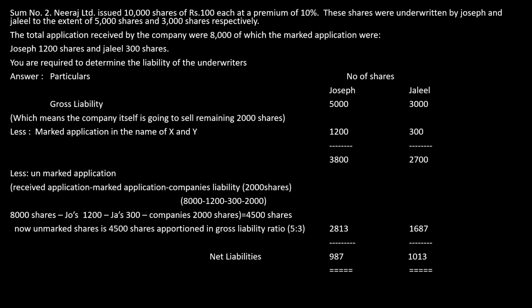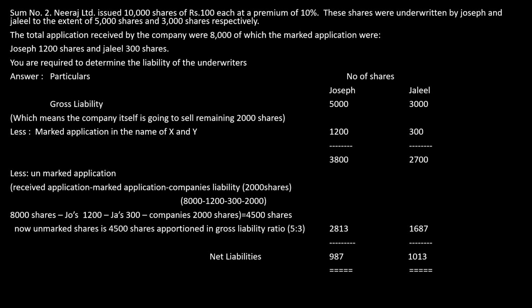So let us find what the gross liability is again. Joseph's gross liability is 5,000 and Jalil's is 3,000. Out of the 10,000 shares the company issued, the underwriters have given the liability for acceptance of only 8,000 shares, which means the company's liability is to sell 2,000 shares. Now, let us see what the marked application is for them. We'll subtract this from the gross liability: 1,200 and 300 for Joseph and Jalil. The remainder will be 3,800 and 2,700 respectively for Joseph and Jalil.